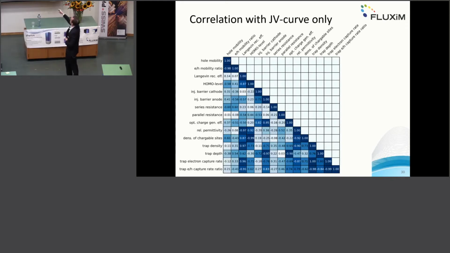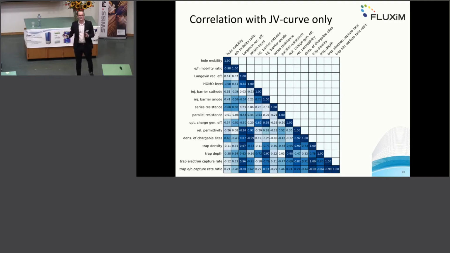So you see, these are all the parameters that have been used in the system. So it's quite many. Here's the hole mobility, electron hole mobility ratio, Langevin recombination efficiency, all these parameters here. And in the columns, in the lines here, the same again. And first of all, you see the diagonal is 1. It means the parameter is always correlated with itself. That's good. So the hole mobility is perfectly correlated with the hole mobility. But for example, what you see here is that the electron hole mobility ratio is also correlated with the hole mobility. So this is just one IV curve. If you would fit this IV curve, your fit would be arbitrary, because you see there's a lot of correlation between all these parameters, and you cannot be sure to extract everything properly.